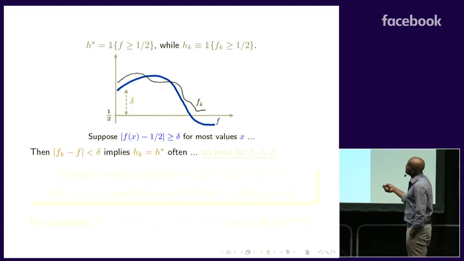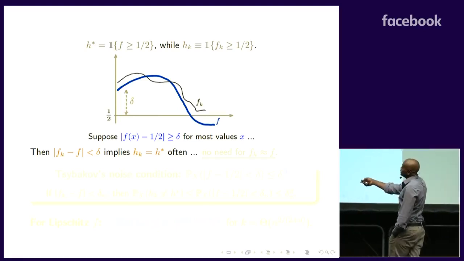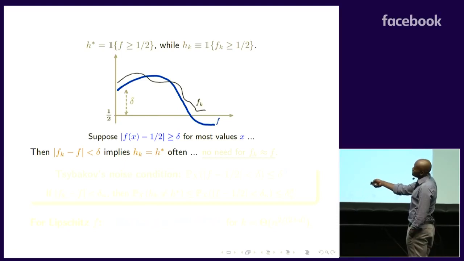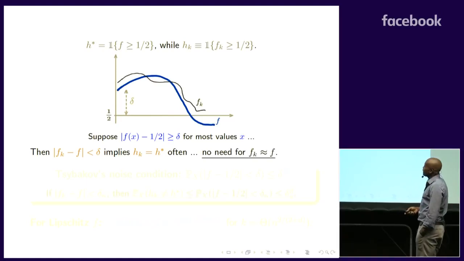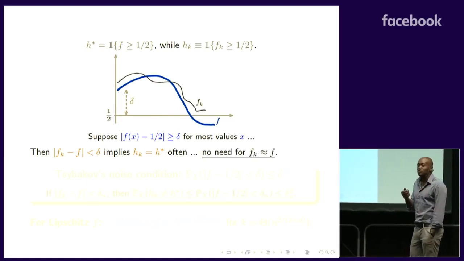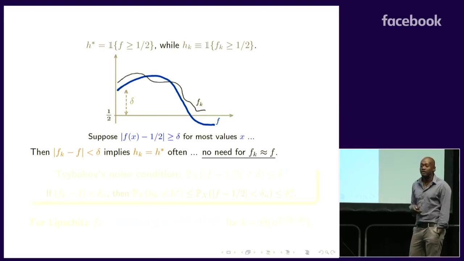is that we don't need fk to be very close to f in order for hk to have the same sign as h star. As long as fk is on the same side of 1/2 as f, we have 0 excess error. So in other words, if |f - 1/2| is greater than delta, then hk should be equal to h star in this whole region. No need for fk to be very close, no need to do a very good regression. You can just do regression till a certain point, and you already have a very good classifier. That's the whole point being made.